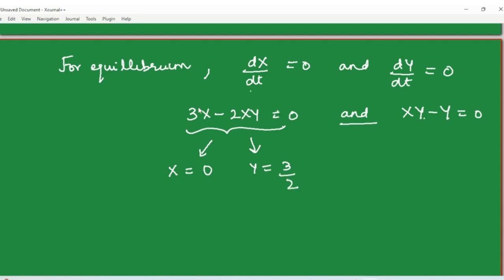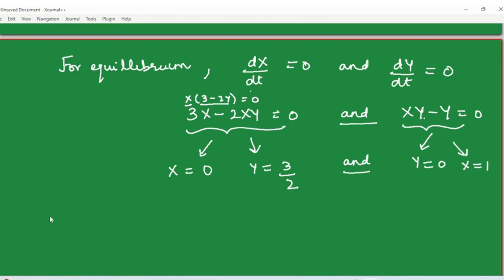Because x is common, you can write it as x into 3 minus 2y equal to 0. So when the product of two expressions in real numbers is 0, then either this is 0 or this is 0. So this leads to two possibilities. Either x is 0 or y is 3 by 2. But together with this, we want this to be 0 as well. Now here y is common and you can see there are two possibilities. Either y is 0 or x is 1.